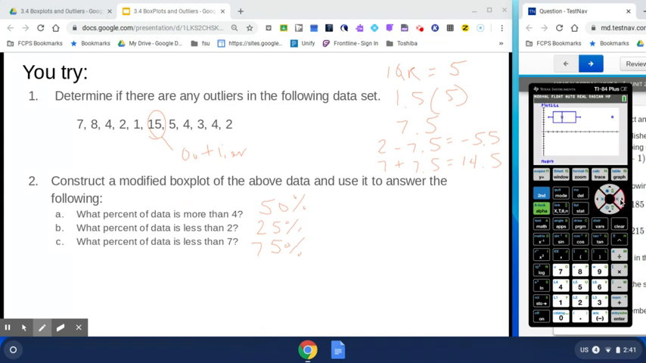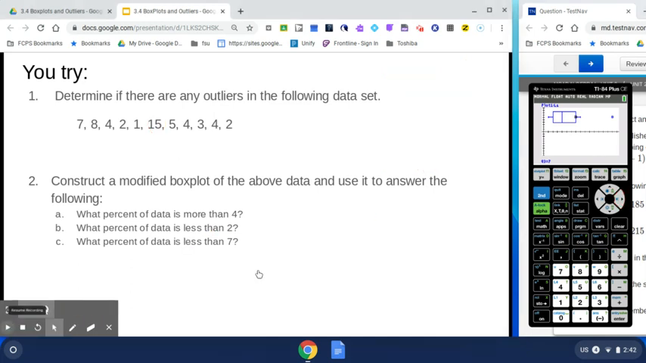4 was the median, so that means 50% on the left, 50% on the right. What percent of data is less than 2? 2 is quartile 1, so 25% of data is less than that. And then what percent of data is less than 7? 7 is quartile 3. That corresponds to the 75th percentile, so 75% of data.